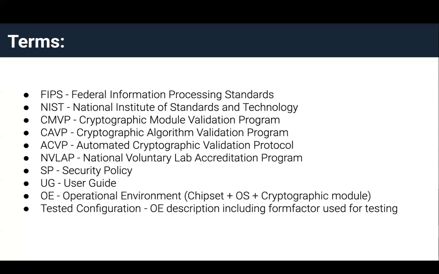Now that is specific to a software module, and I'll be talking a lot of this stuff from the point of view of a software module. Here at wolfSSL, we make a software module. If this were a hardware module, the OE would just be the hardware cryptographic module, and there might not be an operating system associated with it if it's all just being done in hardware. And then finally, the tested configuration is the OE description, plus an extra element, and that's the form factor that was used to do the testing.